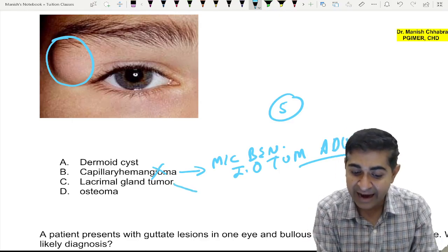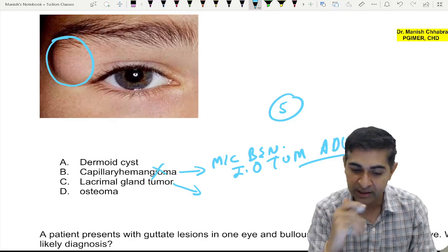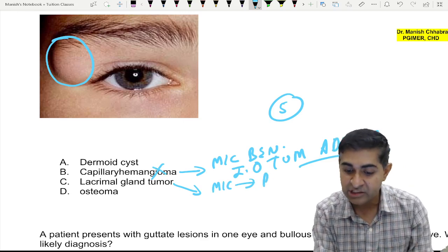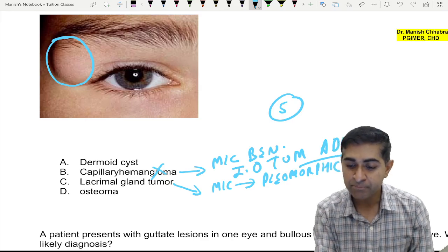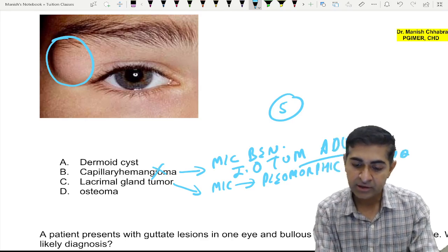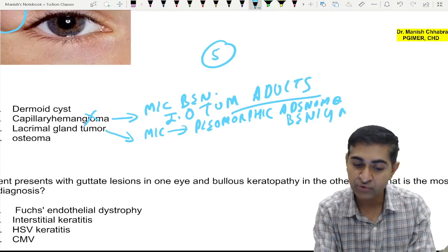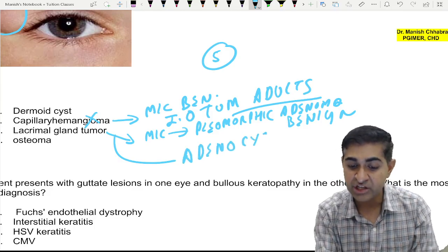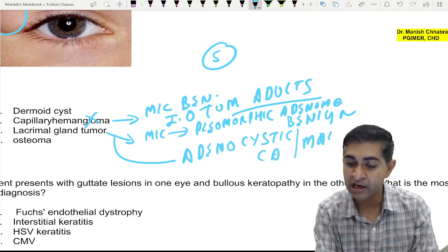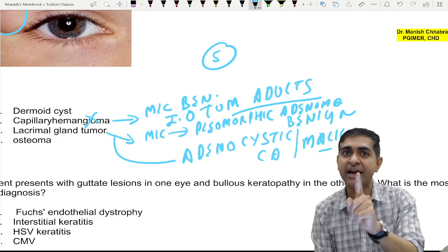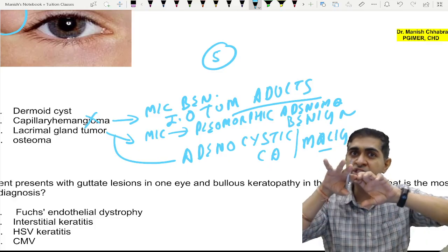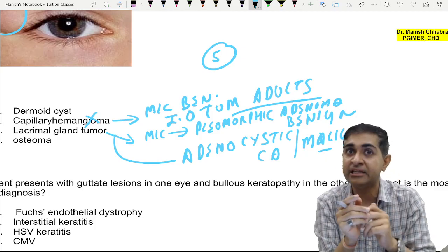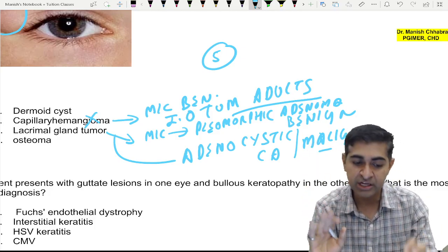Lacrimal gland tumor. Can you tell me the most common lacrimal gland tumor overall? It is pleomorphic adenoma, right? Pleomorphic adenoma is benign. This also we had done. And the most common malignant is adenoid cystic carcinoma. If asked which is the most common benign lacrimal gland tumor, go for pleomorphic adenoma. If asked which is the most common overall lacrimal gland tumor, again pleomorphic adenoma, because overall benign is more common than malignant. If specifically malignant is asked, then adenoid cystic carcinoma, right?